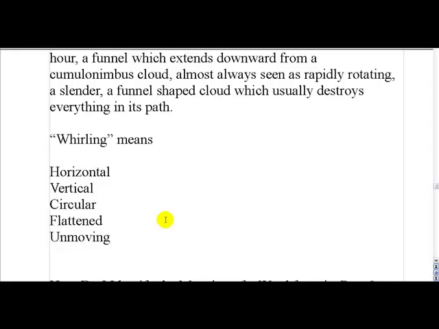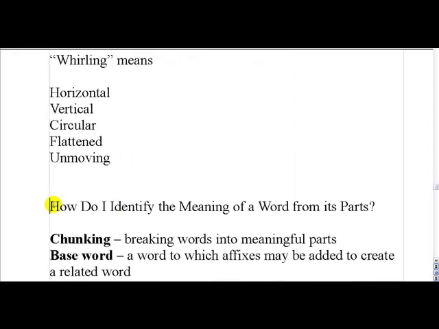Vertical means going up. Circular means going in a circular, kind of a circle direction. Flatten means flat, unmoving, not doing anything. Did you get C? This is your best answer, is circular. Moving in a rotating or circular direction is your best answer.